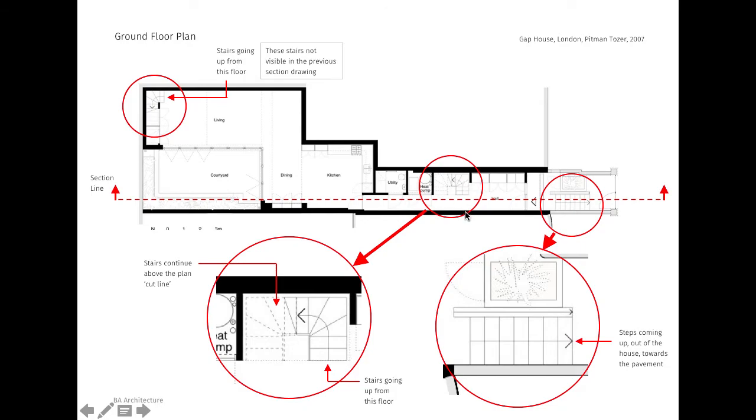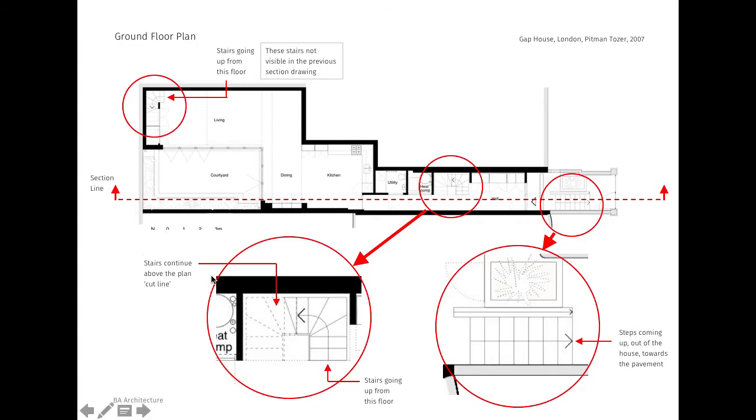And you can see from the ground floor, in our close-up view here, the steps leave the ground floor and begin to curve away. They move above the plan height, and then the stairs are in dotted line because they continue above the plan level as they move up from this floor.